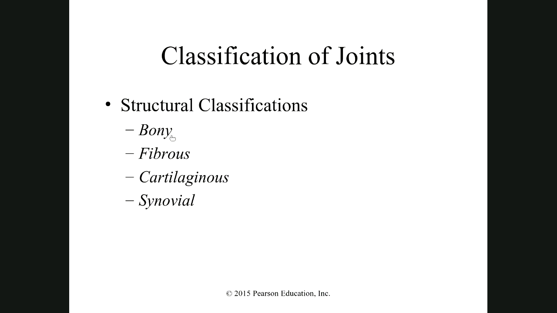Bony joint, and this is a term only your book uses. Bony joint is a special kind of joint where the area at which the bones meet disappears, and you don't notice it anymore. It's always like one bone, the same bone. They call that synostosis. So that's what a bony joint is.